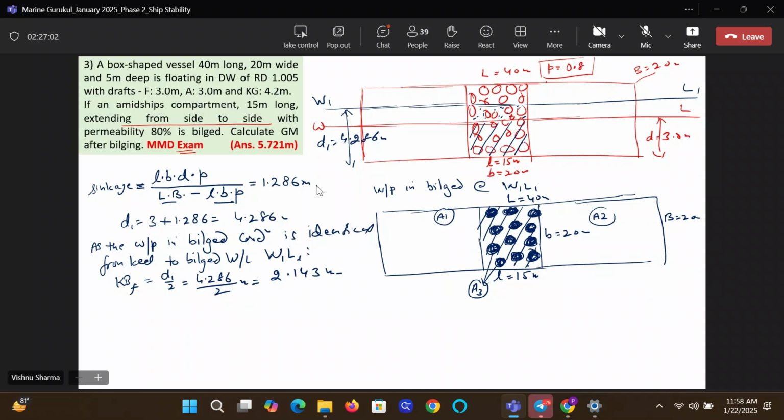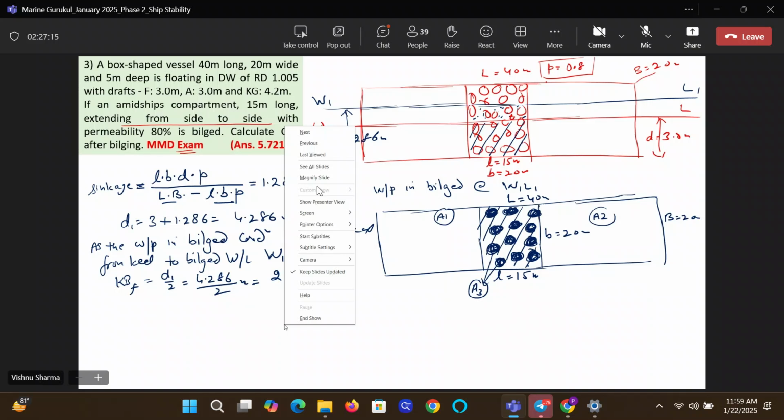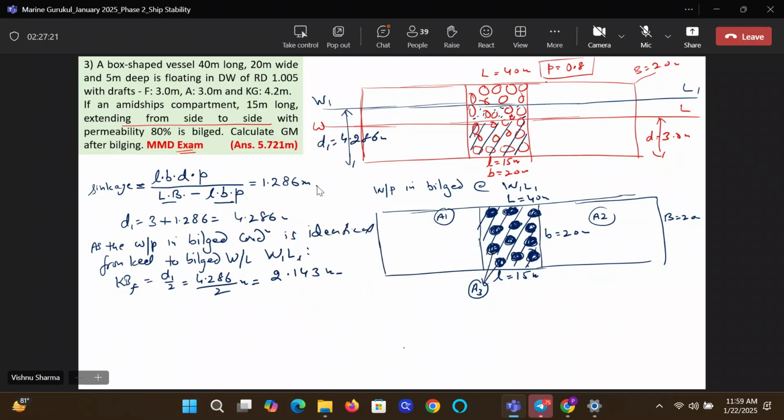Okay. Now, Akshay, you unmute yourself and tell me, how many components of intact water plane area are there in the lower diagram? Akshay, one, two, or three? How many components? Yes sir. How many components of intact water plane area are there in the lower diagram? One, two, three, how many?